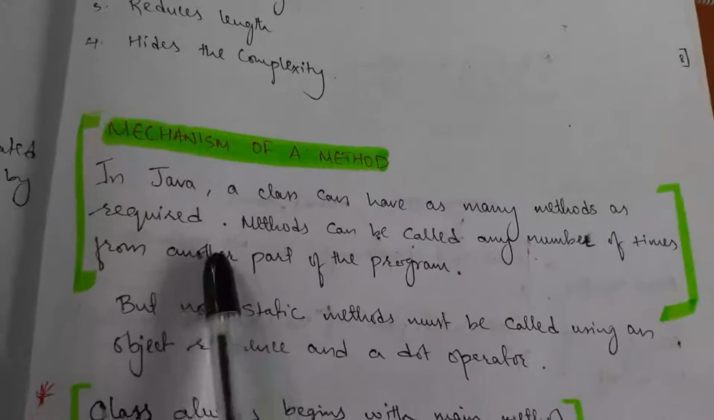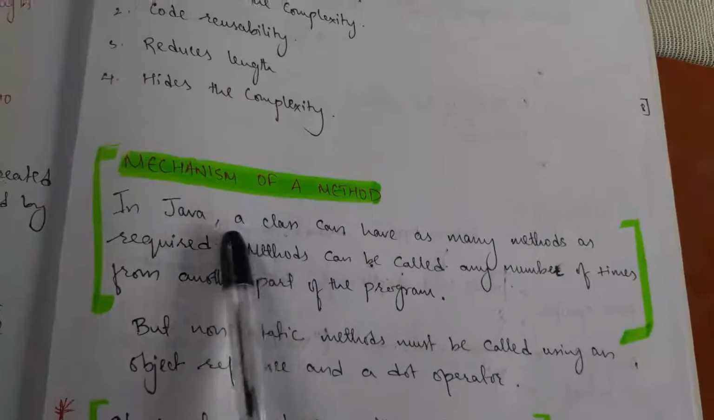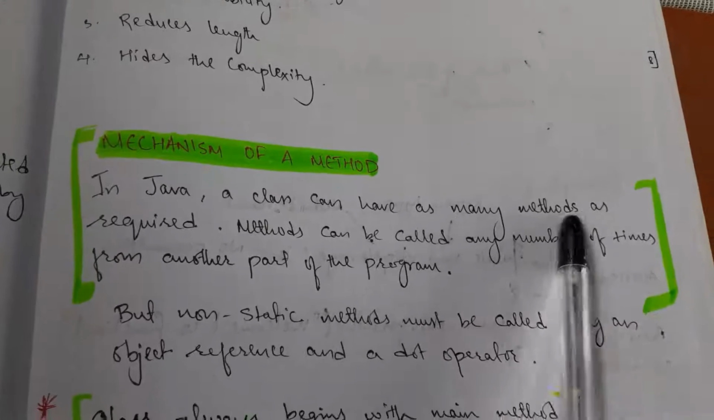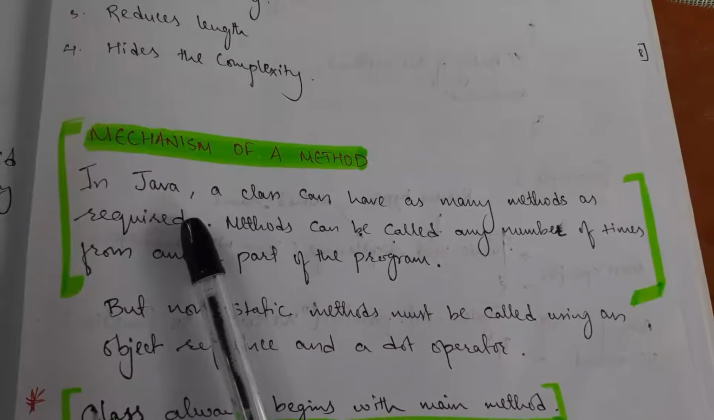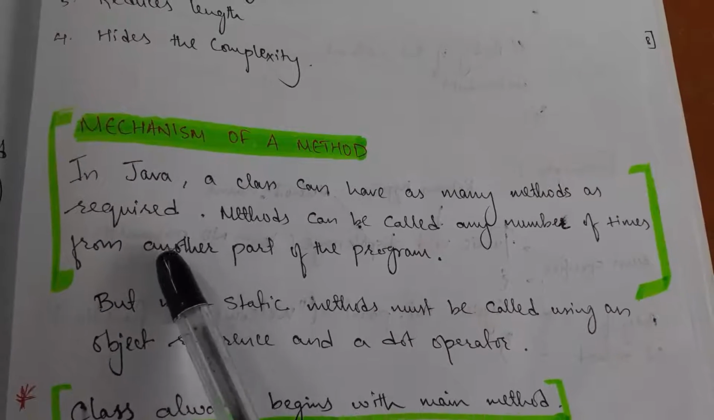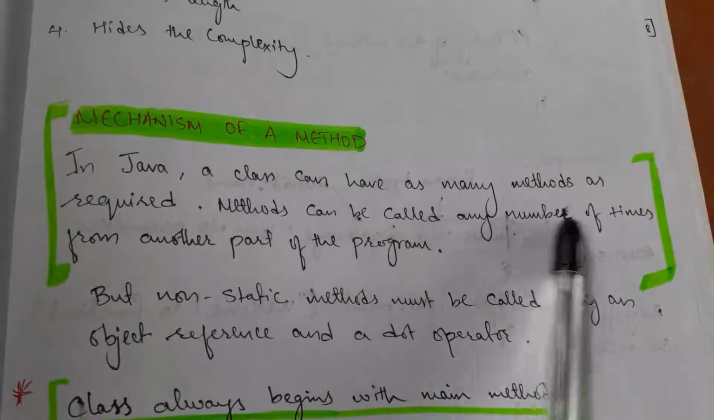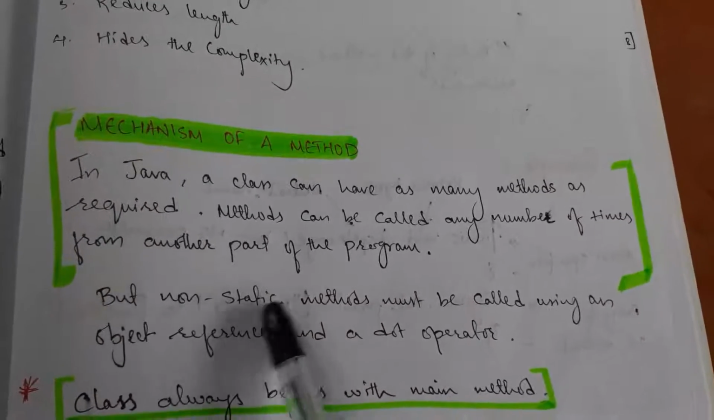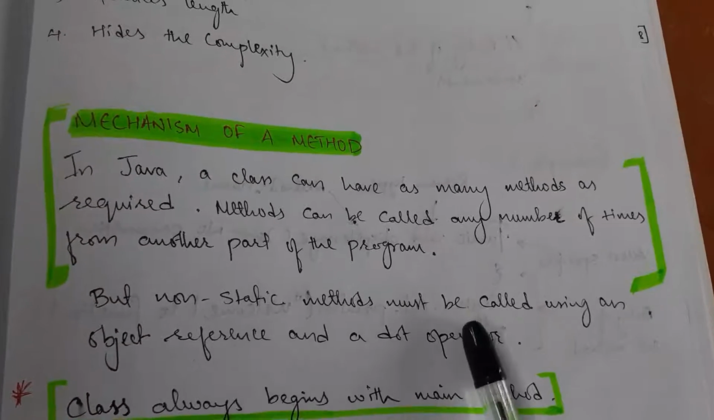Now, mechanism of method. The next thing that you have to remember from this portion is the mechanism. In Java, a class can have as many methods as required. As I told you, inside a single class in a Java program, we can define more than one method. A method can be called any number of times from another part of the program, but non-static methods must be called using an object reference and a dot operator.